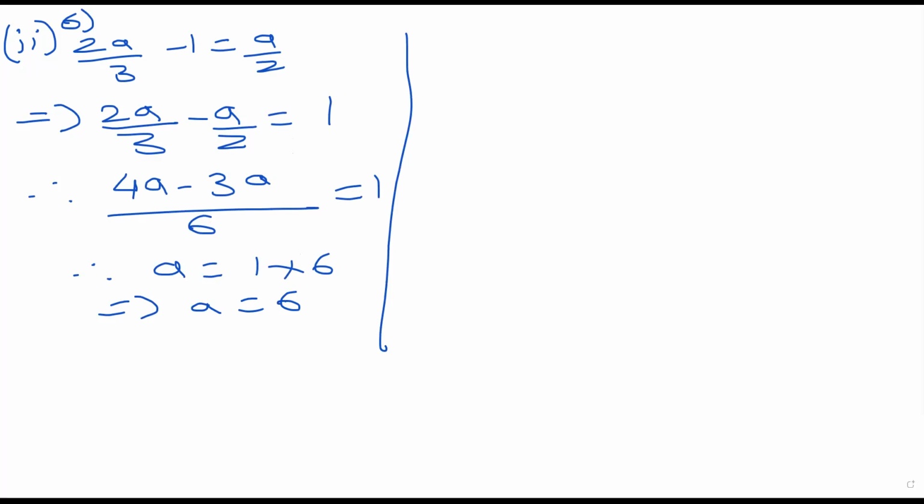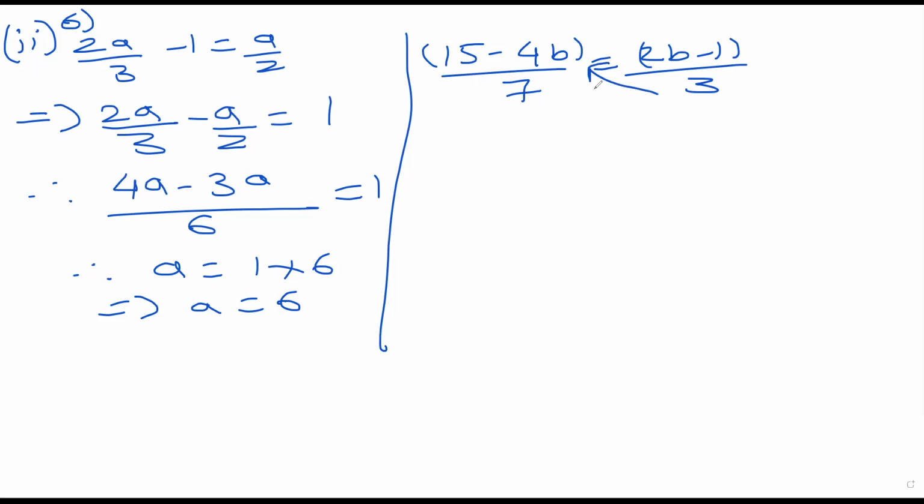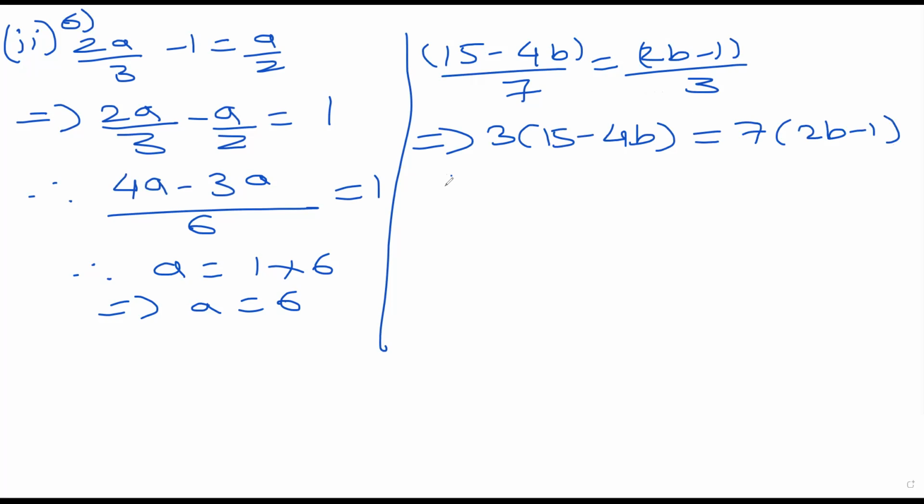And in the second question, we have the second equation: 15 minus 4b upon 7 is equal to 2b minus 1 upon 3. Okay. Here I will suggest you to give brackets first of all, and then just cross multiply. There is no LCM. In fact, finding the LCM is nothing but to cross multiply here. It's better to just cross multiply. So you get 3 into bracket 15 minus 4b is equal to 7 into bracket 2b minus 1. So you get 45 minus 12b is equal to 14b minus 7.